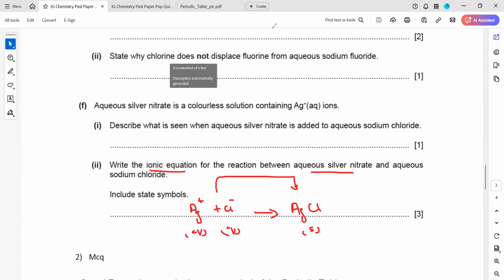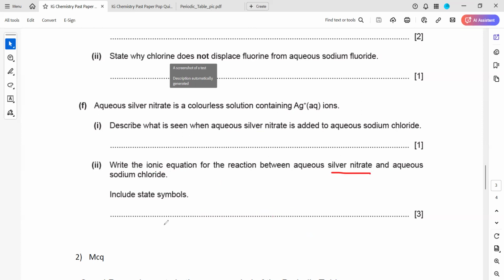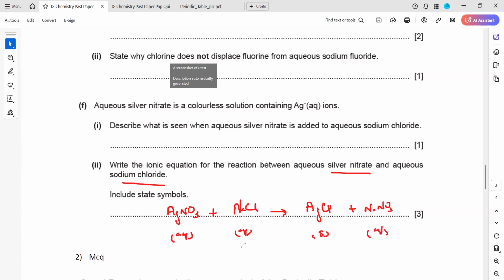If they ask us to write the full equation, what will we write? Silver nitrate, so we write AgNO3, which is aqueous, as they mention here. Sodium chloride is also aqueous, so NaCl, also aqueous. Silver will combine with chlorine, displacing. So AgCl will be there, that is solid, and it will form NaNO3, and all nitrates are aqueous, so this will be aqueous. This is a full equation.